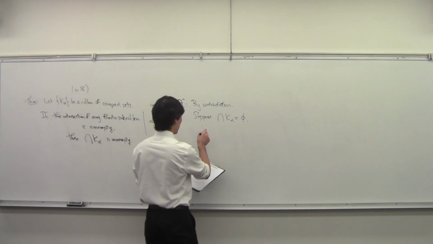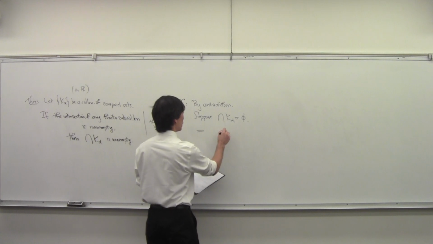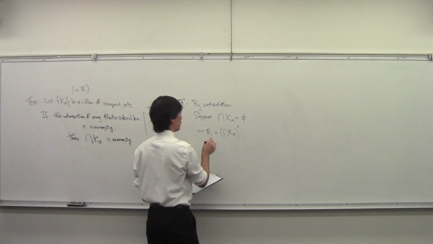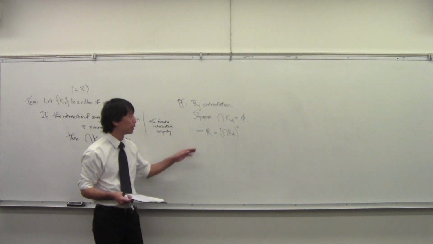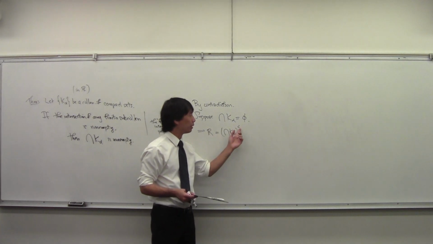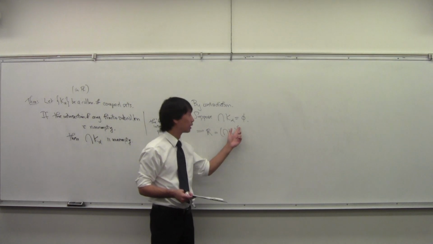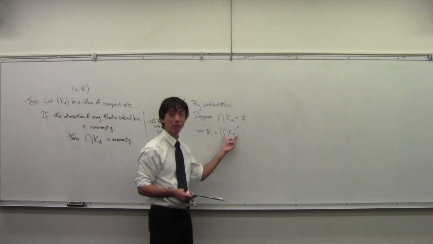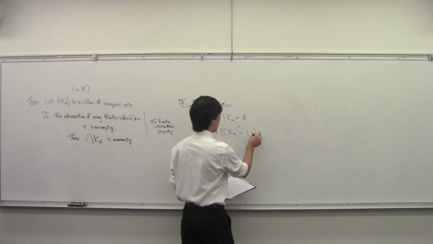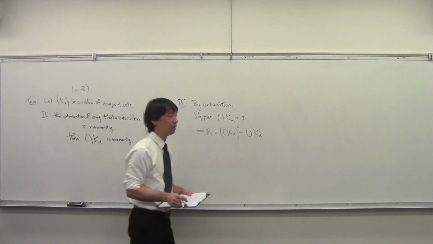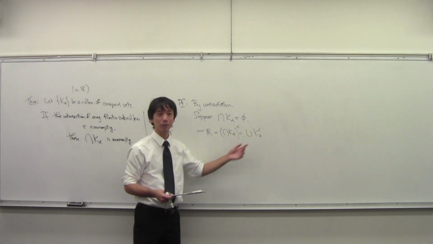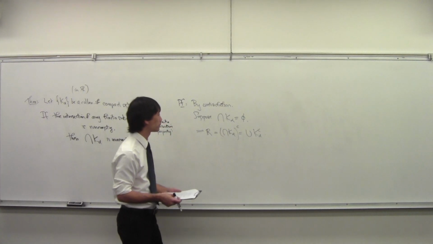In that case, if you take the complement, you're going to get R, the whole space, because the complement of the empty set is the whole space. But by De Morgan's laws, the complement of an intersection is the union of the complements. So R equals the union of the complements of the sets.